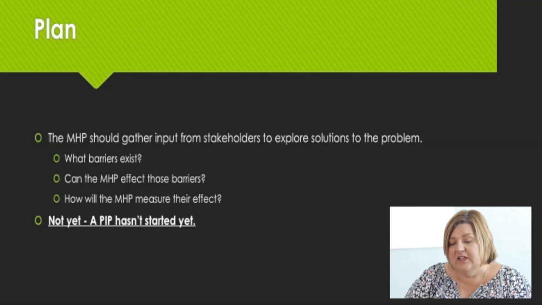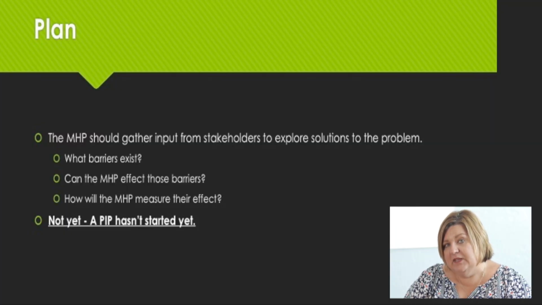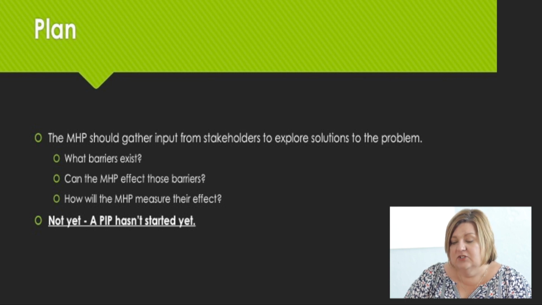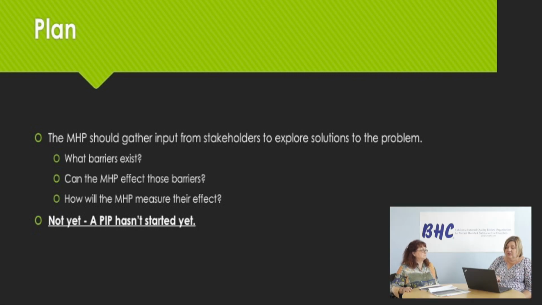So their intervention obviously, their biggest intervention, is going to be creating this care coordination team. So what is this care coordination team going to do? And that gets us to the plan stage of our assess, plan, and improve. So in the plan stage, the MHP or DMC should gather input from stakeholders to explore solutions to the problem. What barriers are there? Can the MHP even have an effect on those barriers?